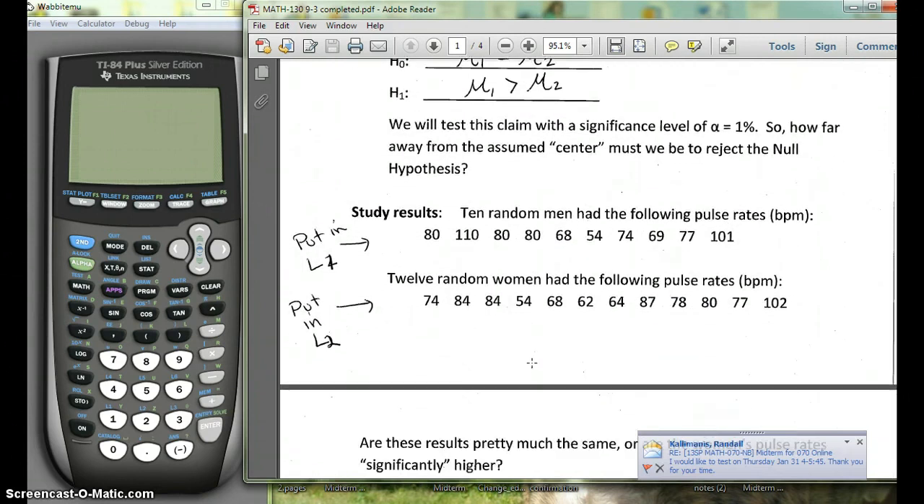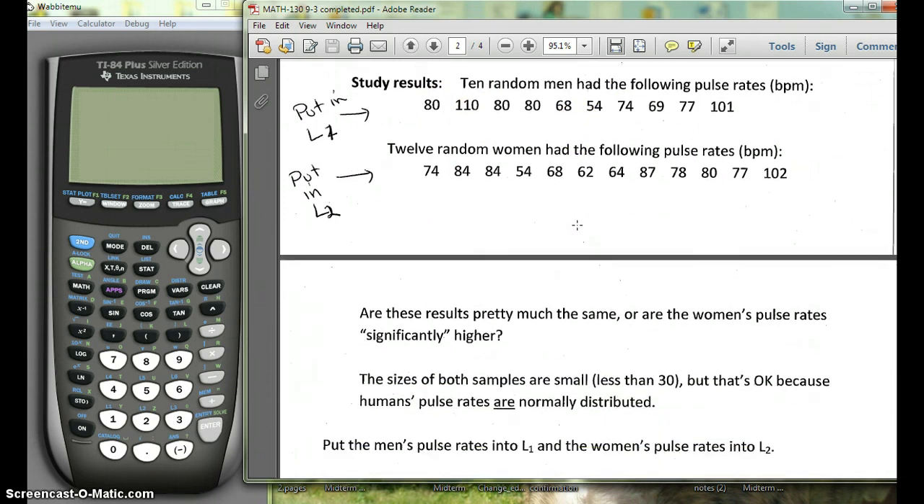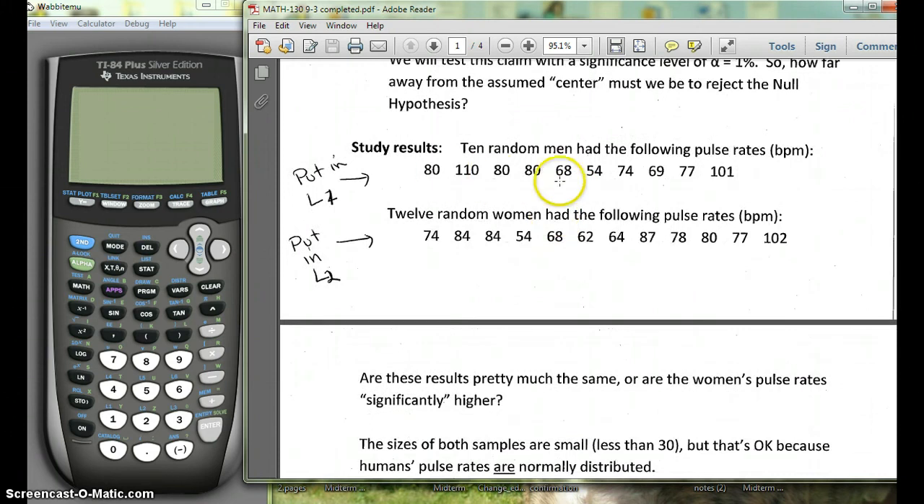Okay, so here we've got the study results. So we've got 10 random men who had their pulse rates checked and 12 random women. It doesn't matter that they're different amounts. We're going to put the men in L1 and the women in L2. Now we have to remember this is a little backwards. This is how they're listed, but remember we're calling women population 1. So we'll see how we handle that in a minute.